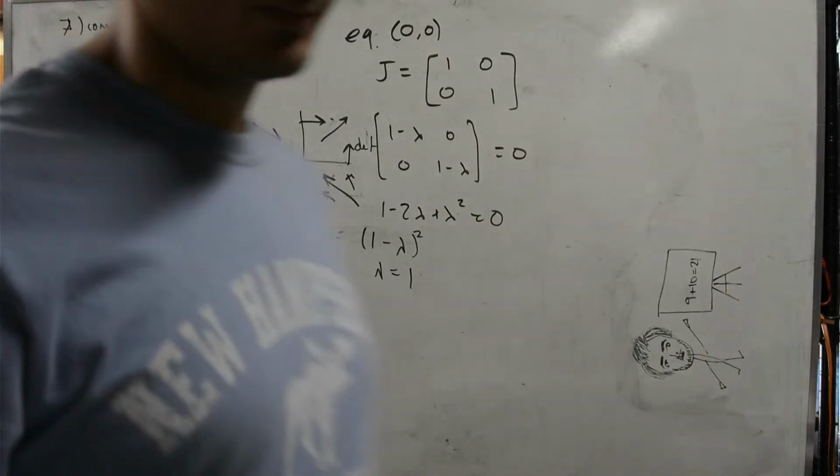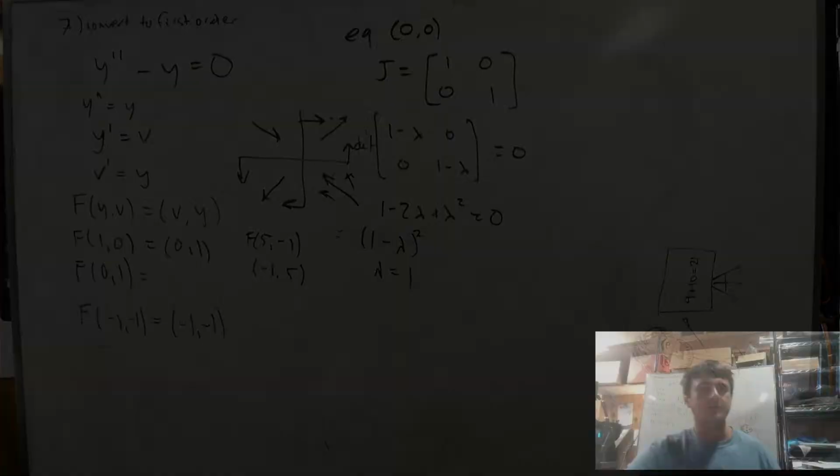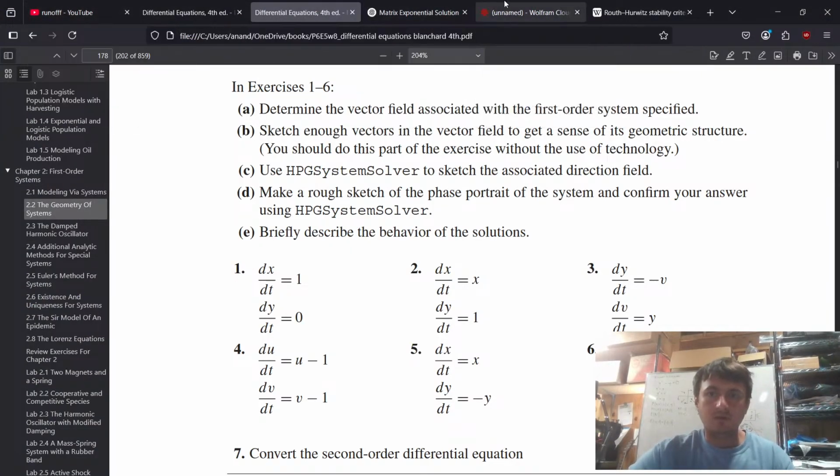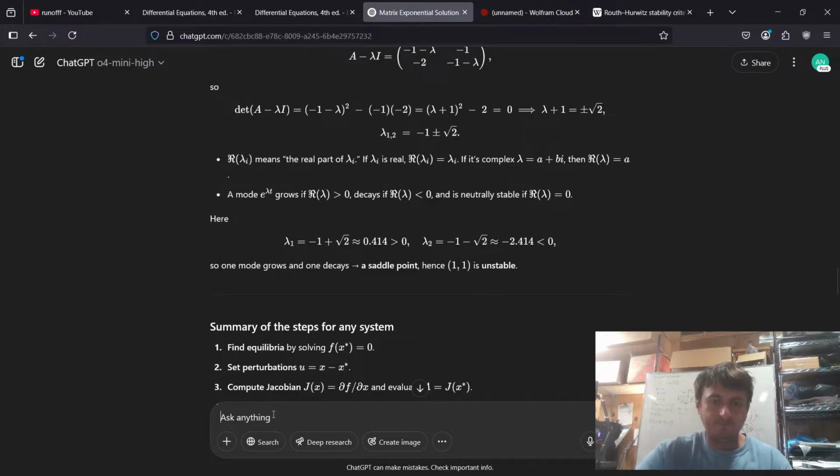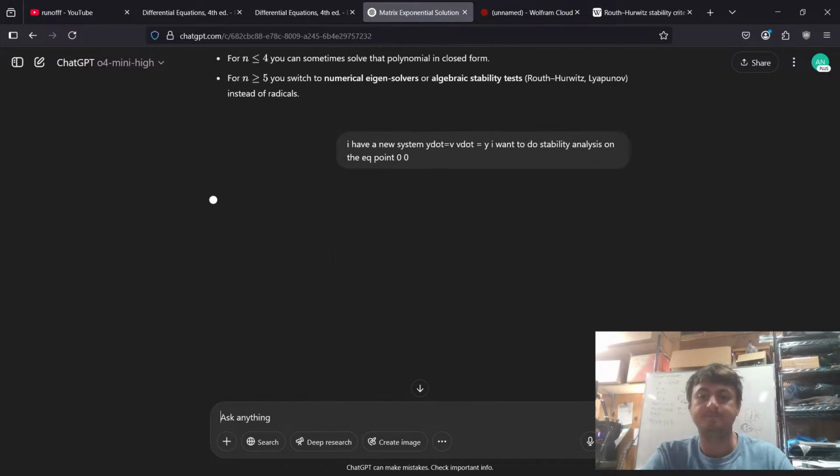Let's try to do this on a computer. Okay. X dot, or let's do y dot equals v dot equals y. I want to do stability analysis on the 0, 0.